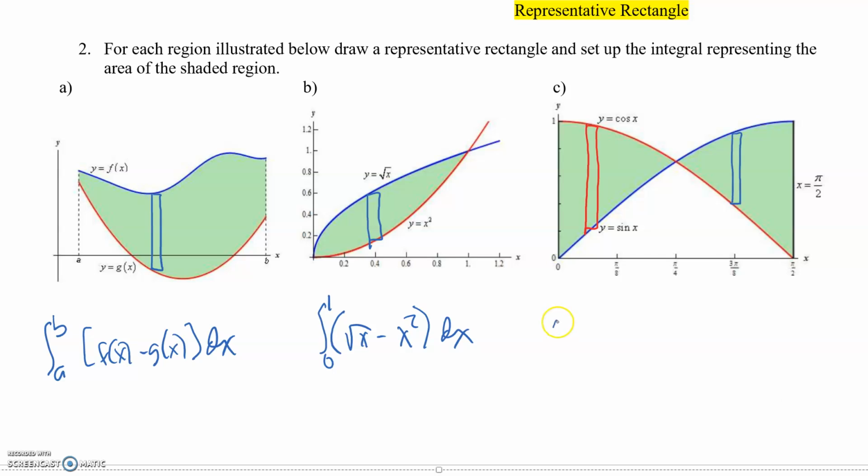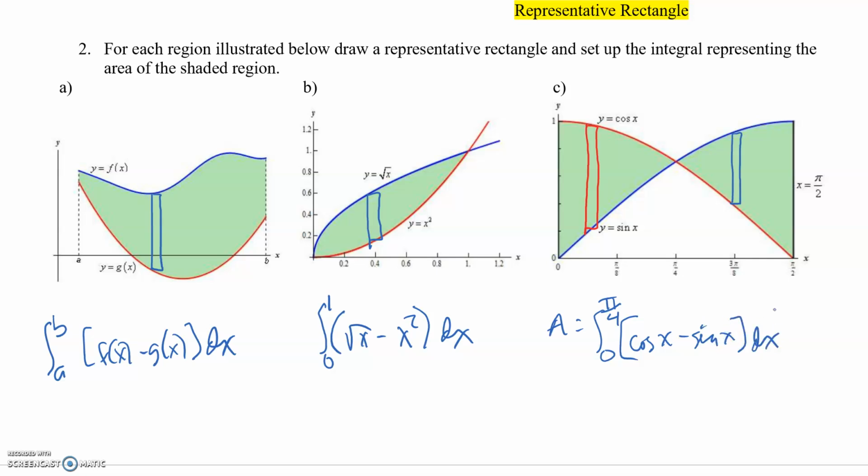So in this instance, the area is going to equal the integral from 0 to, now this is the cosine curve, the red curve, and we have the blue curve as the sine curve. Where do the sine and cosine curves intersect? For what value of x is cosine x equal to sine of x? Pi over 4. So the first integral is going to be 0 to pi over 4. And the integrand is going to be cosine x minus sine of x dx. And the cosine is coming first because that function is greater than the sine over that interval.